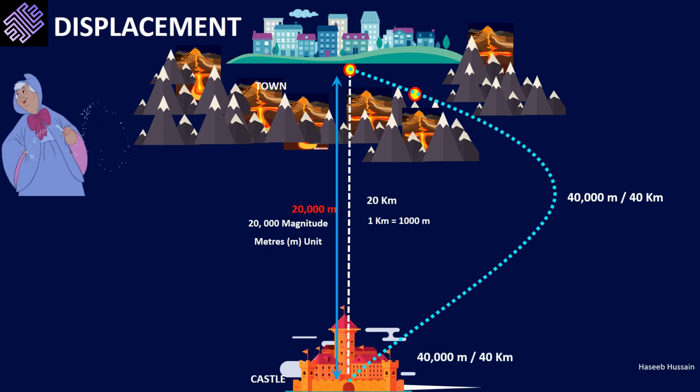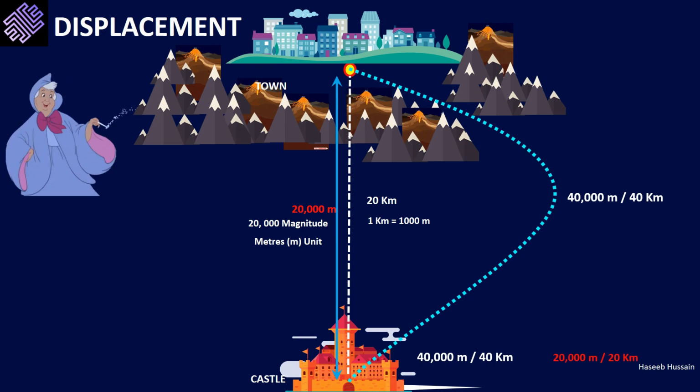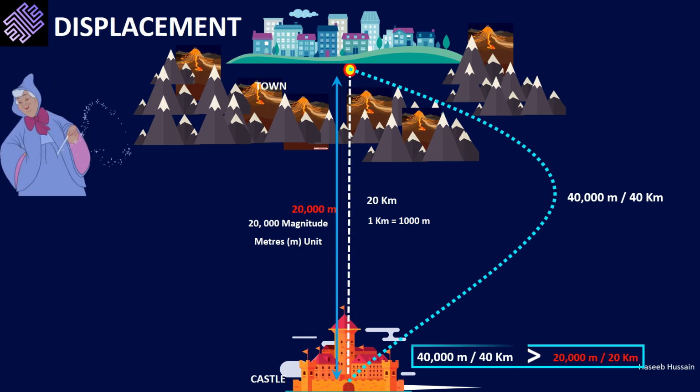In other words, the distance covered from the castle to the town is now 40,000 meters or 40 kilometers if you take the new route. 40,000 meters is greater than 20,000 meters. So the new distance now covered is 40,000 meters.